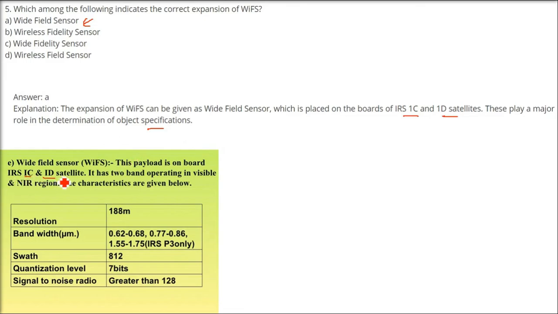So as I said, IRS-1C, 1D, this payload was on board, and it has 2 bands operating in visible and NIR, playing a role in the determination of object specification. So 2 bands are the visible and NIR. These are the bandwidths. Swath is 812, and this has a 7 bit quantization level, 0 to 2 to the power 7 minus 1. These will be the different shades here. And SNR is also okay.